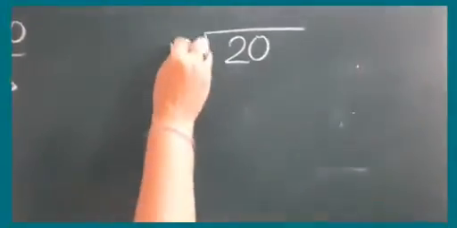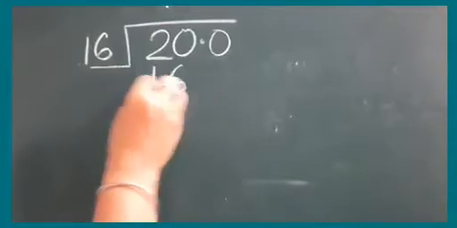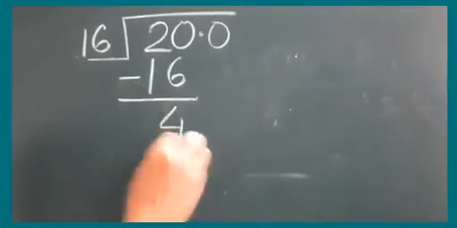Now 20 is my dividend and 16 is the divisor. Now we have no point over here. It means the point is in the end, and after the point I can add as many zeros as I wish to. Now here in the table of 16, 20 doesn't come. The smaller number that comes is 16 ones are 16. Now 20 minus 16 is 4.